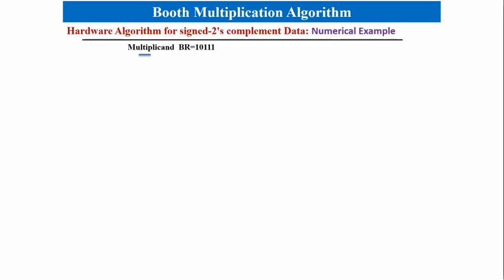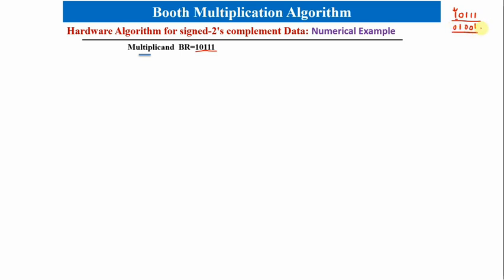Now here we'll see one numerical example so that you can understand very easily. Here I'm taking some multiplicand value. That is BR is 10111. What is 10111? Look at here, the sign bit is 1. Sign bit is 1 means it is a negative number. To get its positive value, take the 2's complement of this number. How do you take the 2's complement of this number? The least significant one is unchanged. Remaining bits are going to be changed.